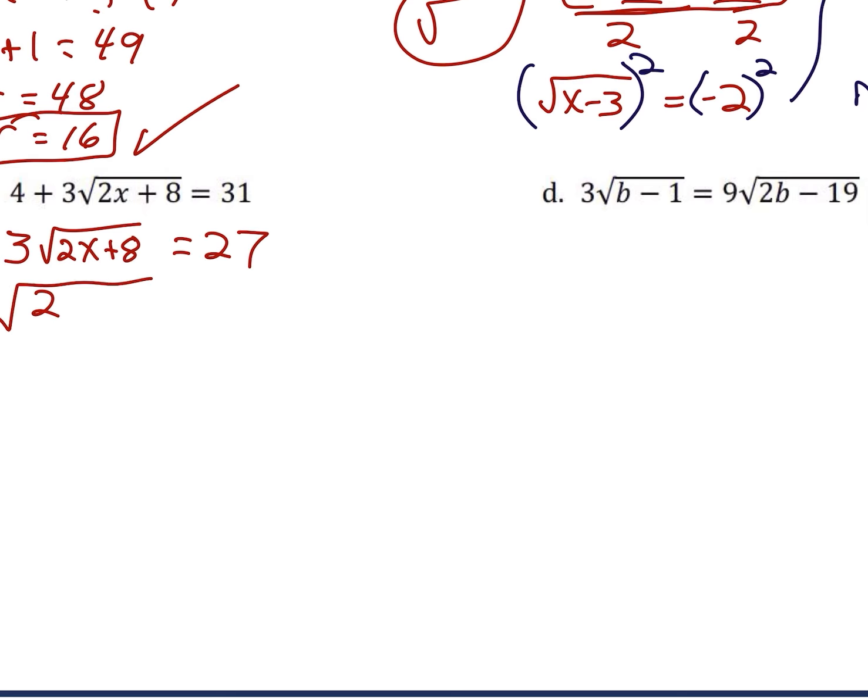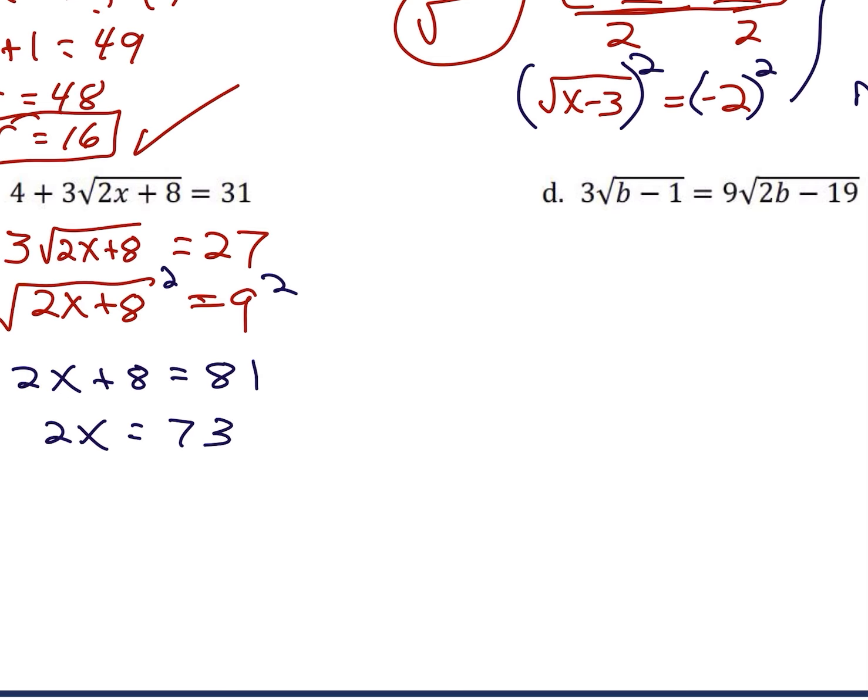Now we're going to divide by 3. So we have the square root of 2x plus 8 equals 9. Now is when we do the squaring of both sides. So I'm going to square both sides, and I get 2x plus 8 equals 81.